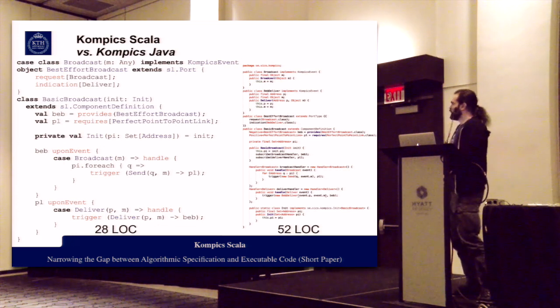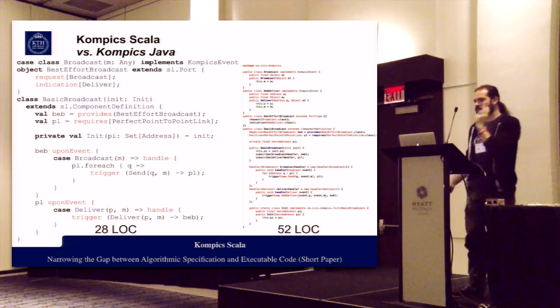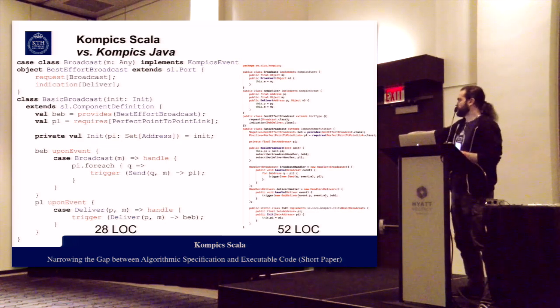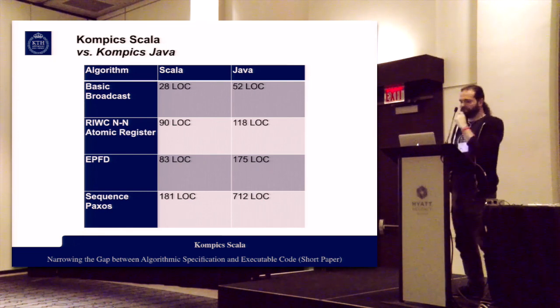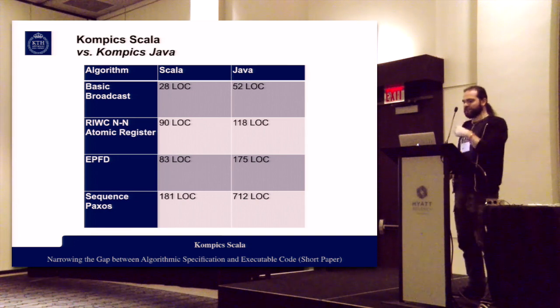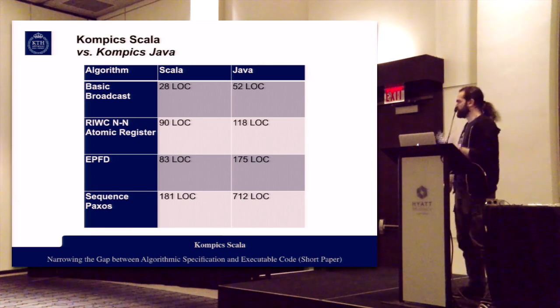And it is a lot shorter than Java. All right, so this is, if you count, these are not exactly 28 lines, but in the file it's 28 lines of code. The Java version for this is 52 lines of code. And this generalizes to other algorithms as well.